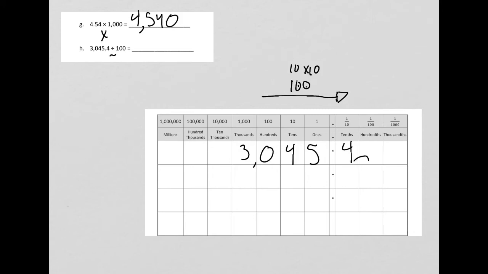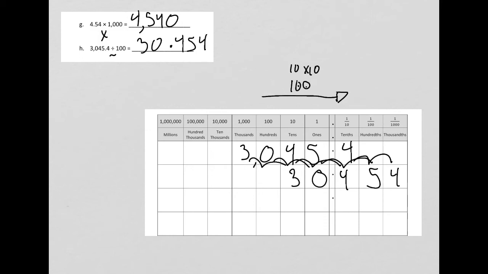So this 4 is going to become a 4, this 4/10 is going to become a 4 thousandths. This 5 becomes a 5 hundredths. This 4/10, everything gets shifted over 2 spaces to the right. So 3,045.4 becomes 30.454, or 30 and 454 thousandths, which makes sense mathematically because my answer should be getting smaller. My digits aren't going to be changing because I'm just dividing by a base 10. I'm just moving them across.